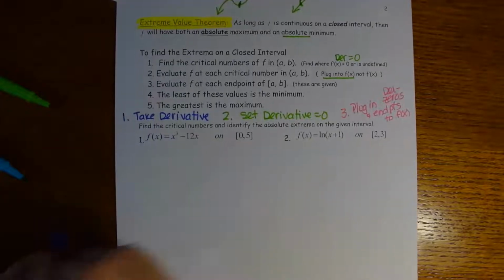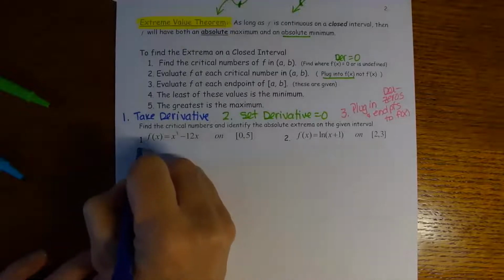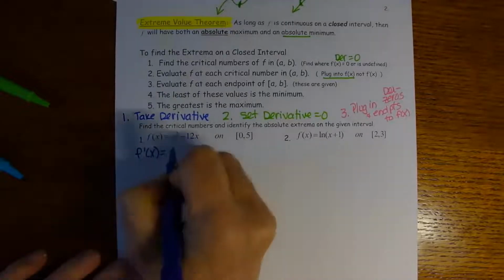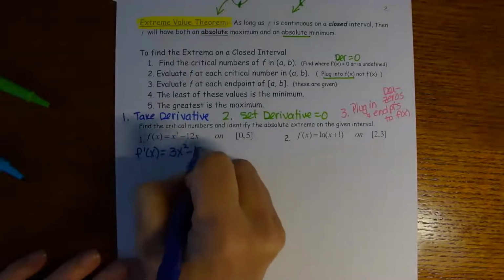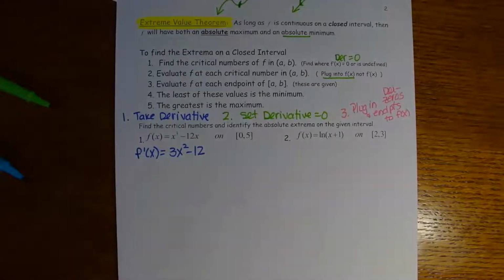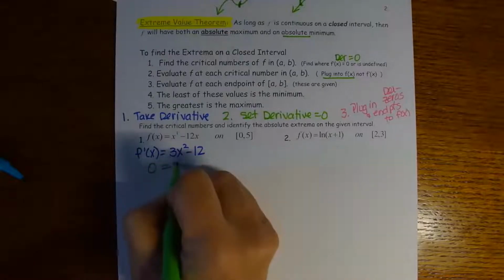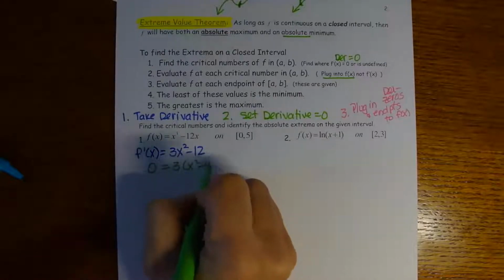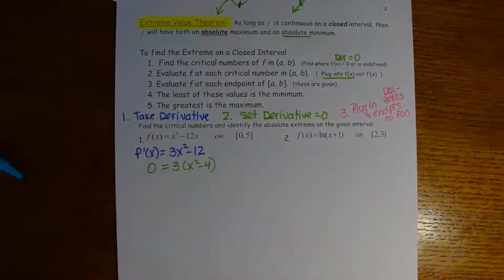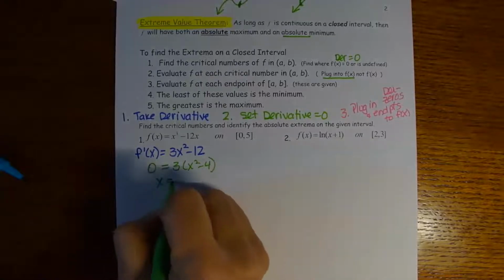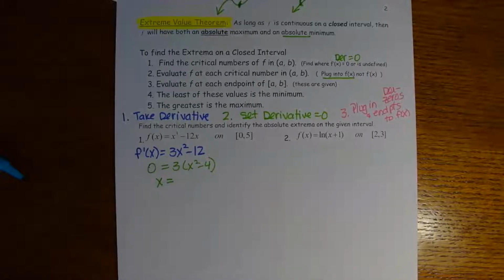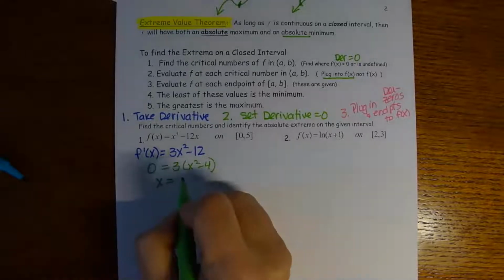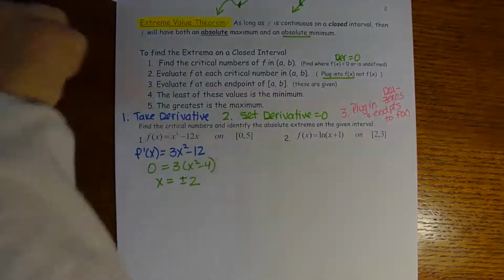What is the blue rule? Take the derivative. Okay, very simple. We took the derivative. What are we going to do now? Set it equal to 0. Right? What does x equal? Plus or minus 2, right? Okay, that was number 2. What's rule number 3?